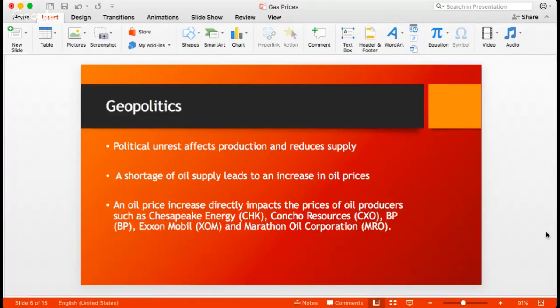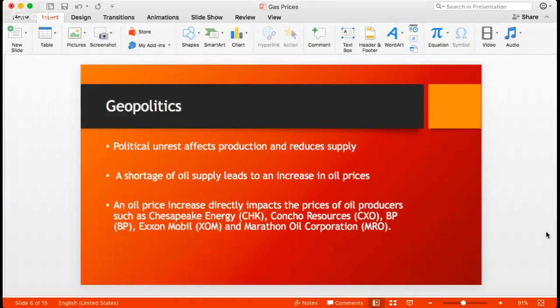A shortage of oil supply leads to an increase in oil prices. So let's say we have leadership that is going to raise their taxes because of their shortage, which is trying to make it harder for their oil to leave the country, which will lead to less exports. Because if they're going to lose their oil, then they just want to increase their profit. So it's not really a loss.